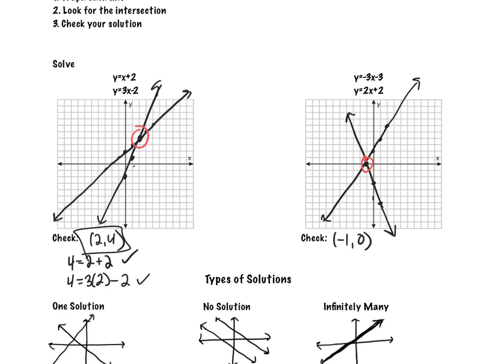So let's check these. Is 0 equal to -3 times -1 minus 3? So is 0 equal to 3 minus 3? Yep, good. Is 0 equal to 2 times -1 plus 2? Is -2 plus 2 equal to 0? Yes. So I have my solution, (-1, 0).